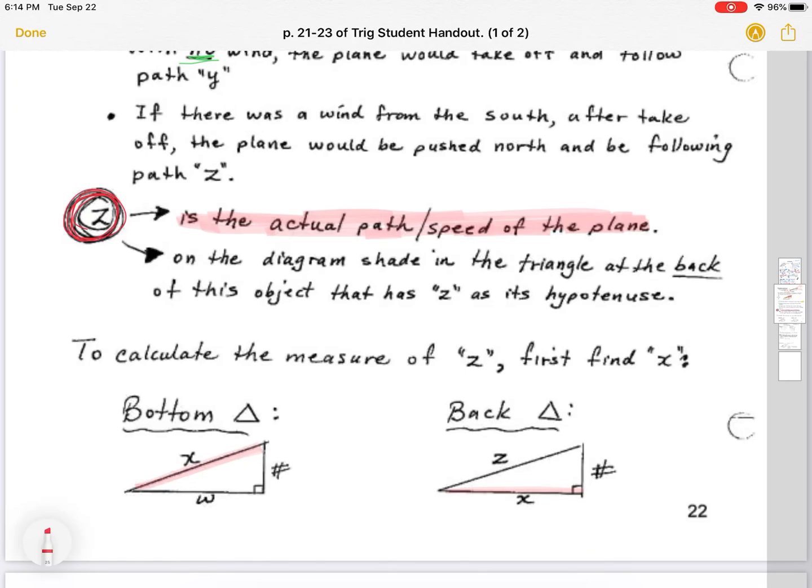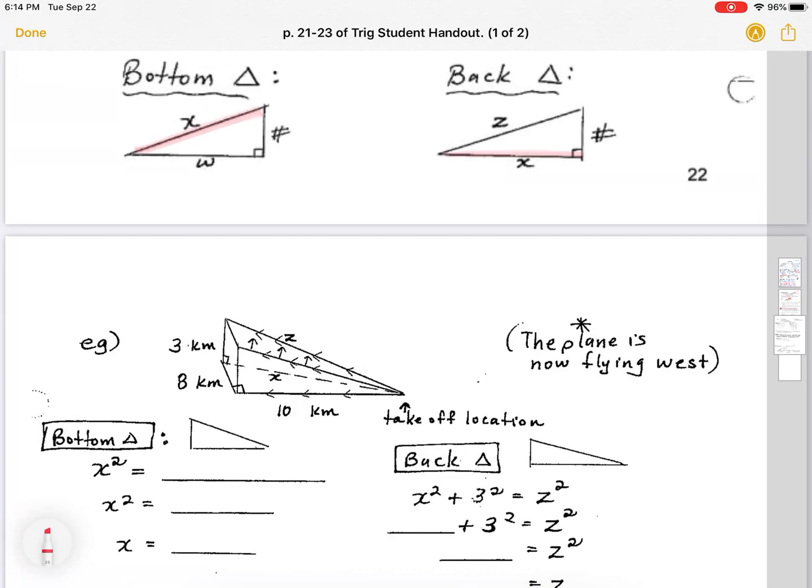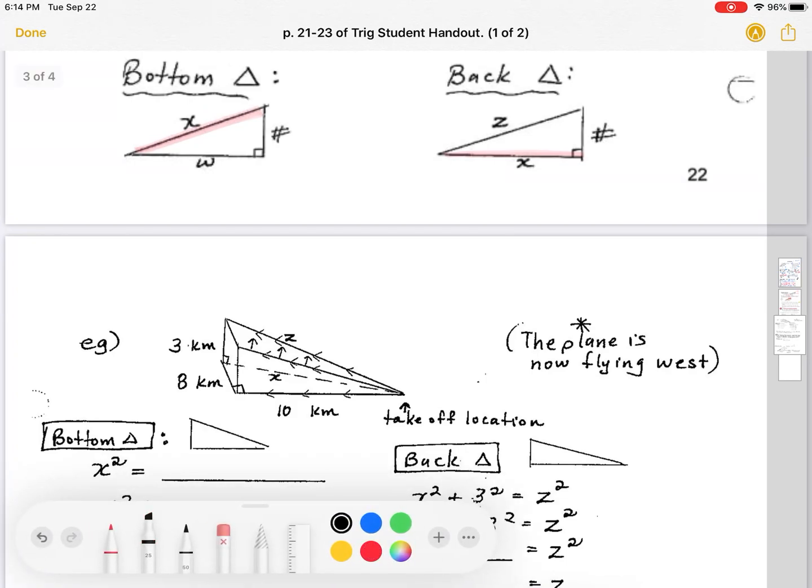Oh, this is crazy. Okay, let's see what's going on here. So let's take a look. We've got, I'm looking at my notes here. We'll go to the next page.